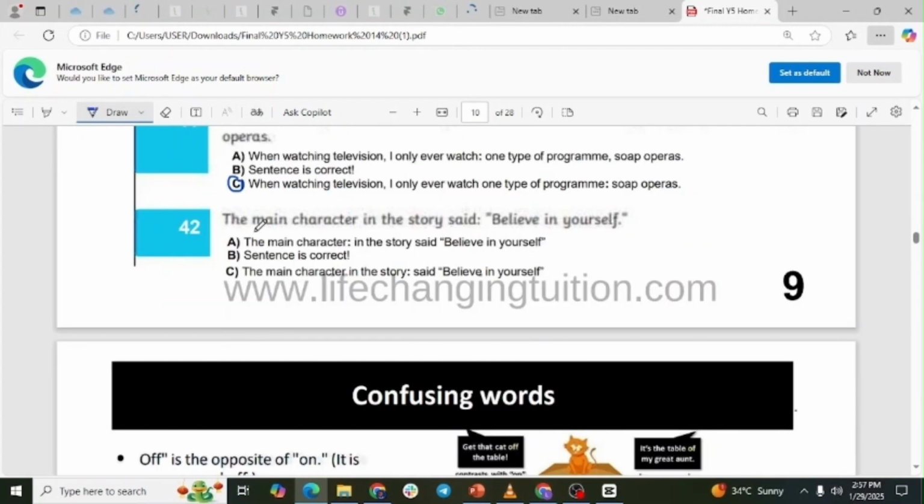Question 42. The main character in the story said, "Believe in yourself." Correct answer B. Sentence is correct. Explanation. The colon is correctly used to introduce the quotation, following the clause that describes what the character said.